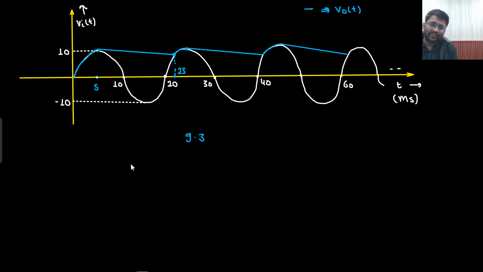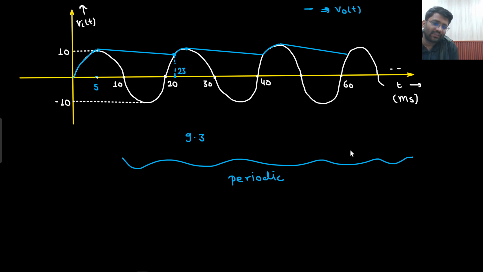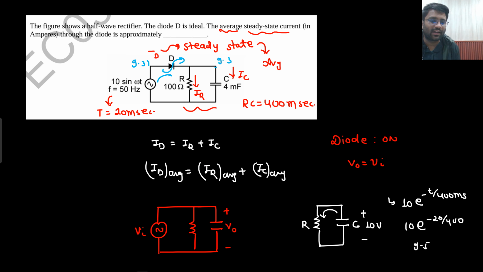Now you will just look at this much of graph. Isn't it periodic? So this is the voltage waveform you are getting across the capacitor, or across the resistor also you can say.